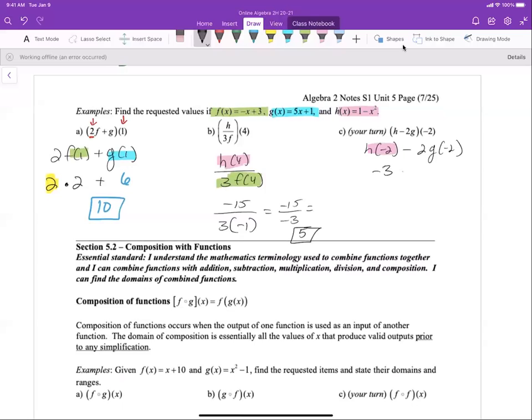And then I will subtract 2 times g of -2. So plug in -2 everywhere you see an x right here, and I get 5 times -2, that's -10 plus 1. That gives me a -9. And so -3 minus 2 times -9, so -3 plus 18, because the negatives cancel, and I get 15.